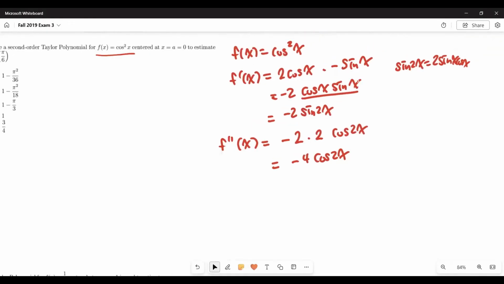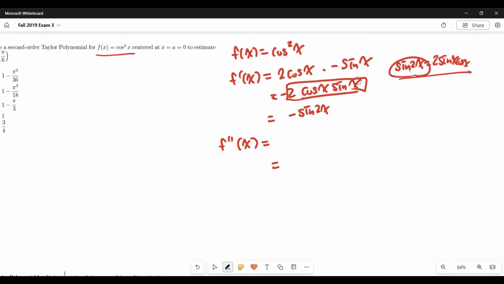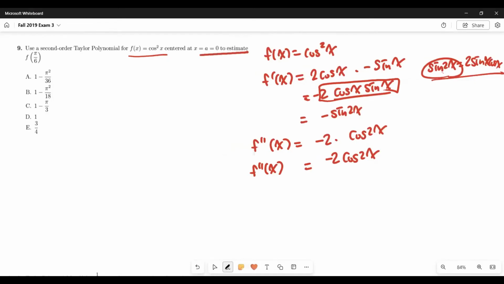Oh wait, did I write it wrong? Oh, I did write it wrong. Sine 2x is 2 sine x cosine x, so this will be just negative sine 2x. Sorry. Right? Because 2 cosine x sine x is the same as sine 2x, so if you replace it, this just becomes negative sine 2x. And then I have to find the derivative again. My bad. So then this will be just negative 2 times cosine of 2x, so negative 2 cosine of 2x. We found the derivative. Now let's plug in the value at 0.